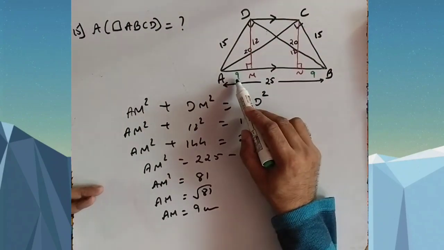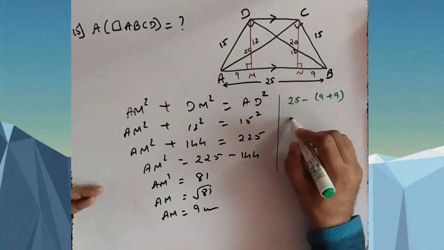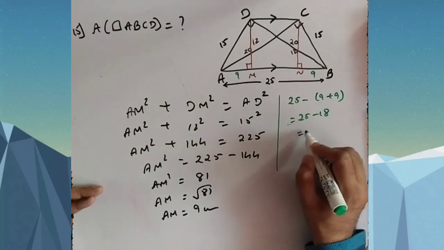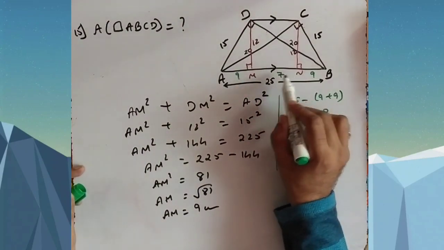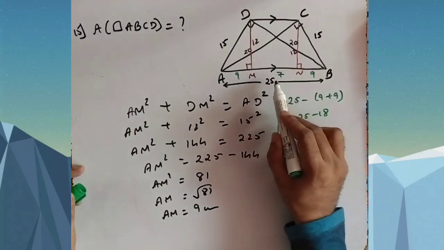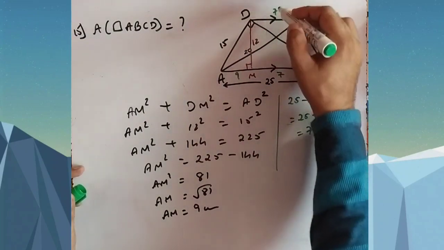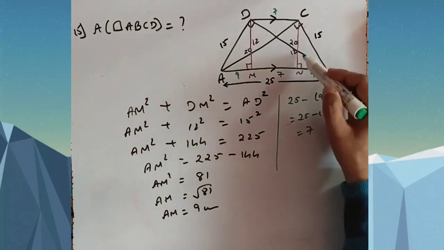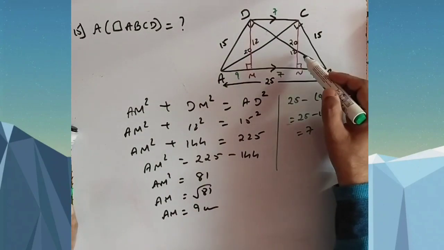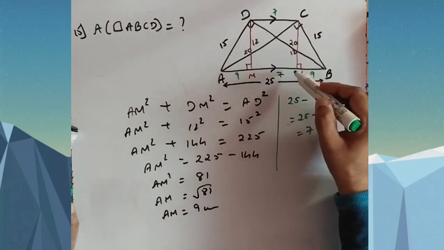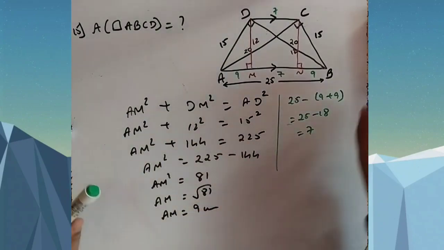25 minus 9 minus 9, that is 25 minus 18, which is 7. MN will become 7. MN is 7, so DC is also 7 because quadrilateral DMNC is a rectangle. DC is equal to MN is equal to 7 units. The reason is opposite sides of a rectangle are equal.